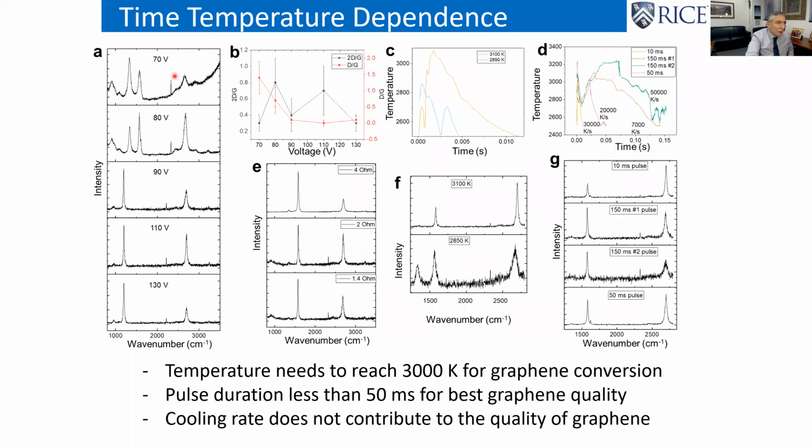We've studied the different voltages. We studied the different resistances. So as you push those brass rods together, the harder you push them together, the lower the resistivity in the sample. And there's going to be a sweet spot for getting the optimal resistivity. And then you can scan voltage versus the 2D to G, the spectroscopic features, and the D to G band. You can look at temperature. 3,100 Kelvin is better than 2,850.